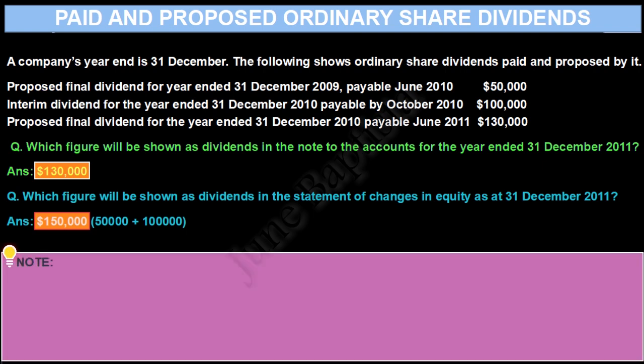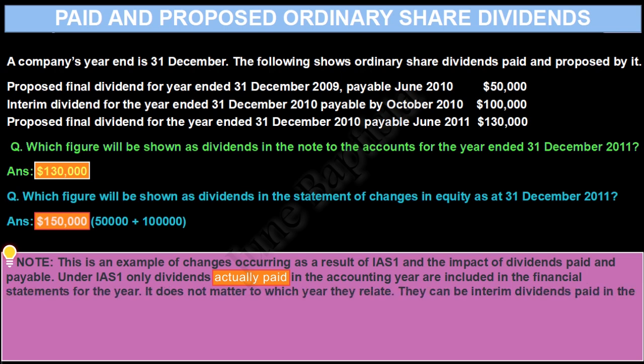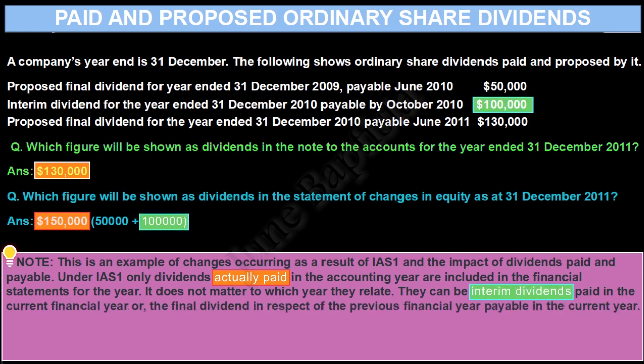Note, this is an example of changes occurring as a result of IAS 1 and the impact of dividends paid and payable. Under IAS 1, only dividends actually paid in the accounting year are included in the financial statements for the year. It does not matter to which year they relate. They can be interim dividends paid in the current financial year or the final dividend in respect of the previous financial year payable in the current year.